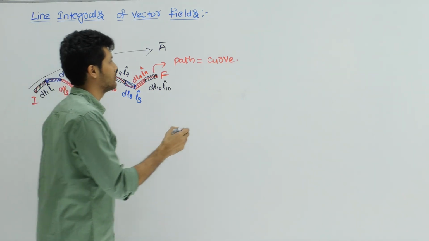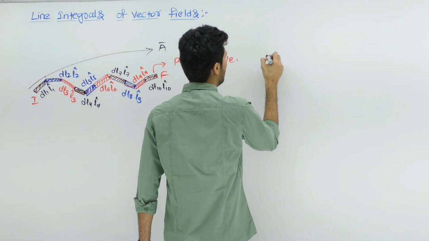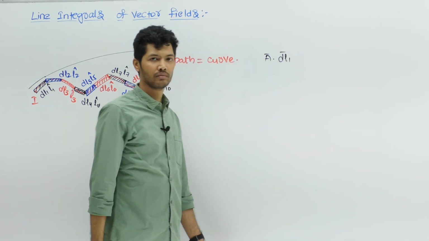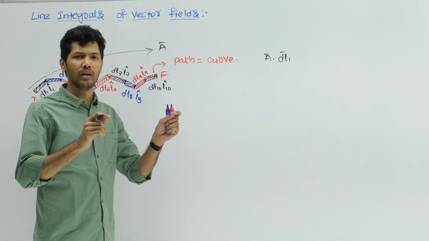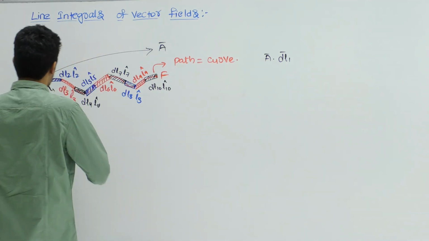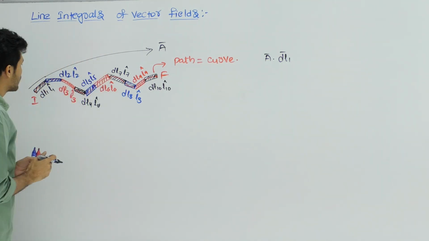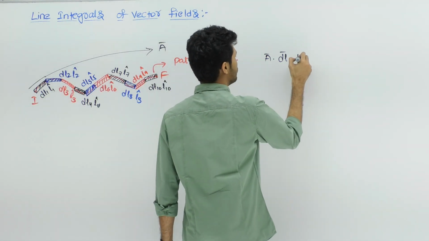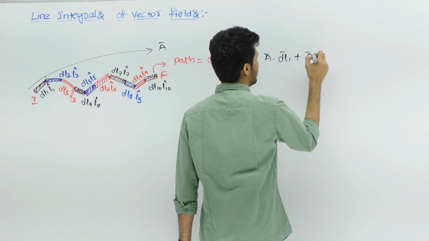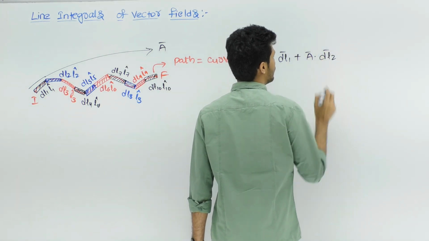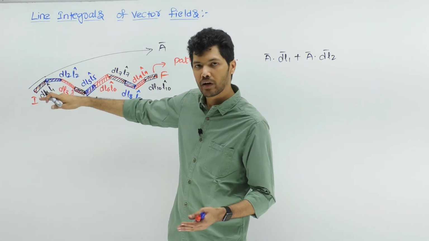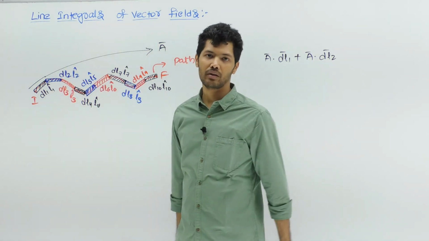I can write that as A bar dot dL1 bar. So this is a very small line integral we have obtained. Now in the second section of the path, the line integral is plus A bar dot dL2 bar, because obviously dL2 bar is oriented along a different direction as compared to dL1 bar.